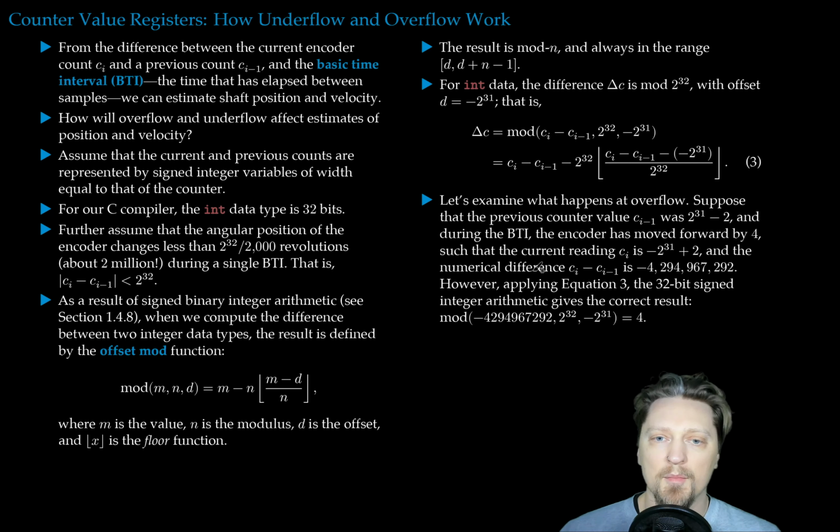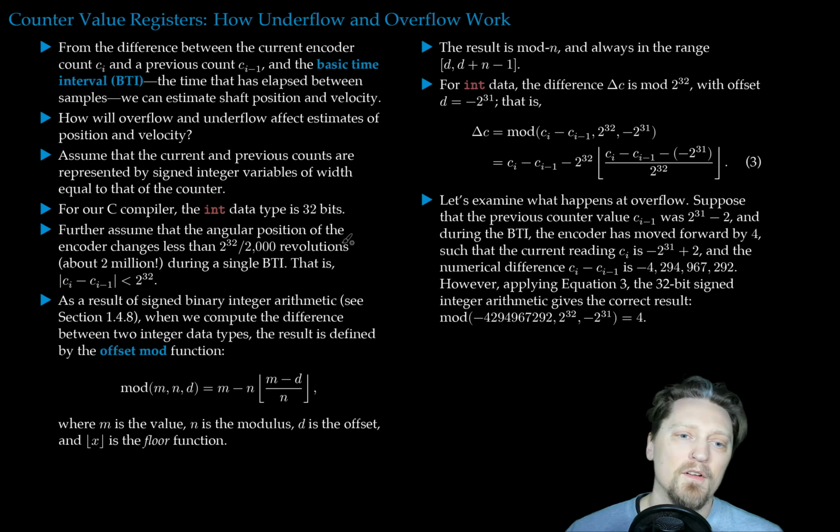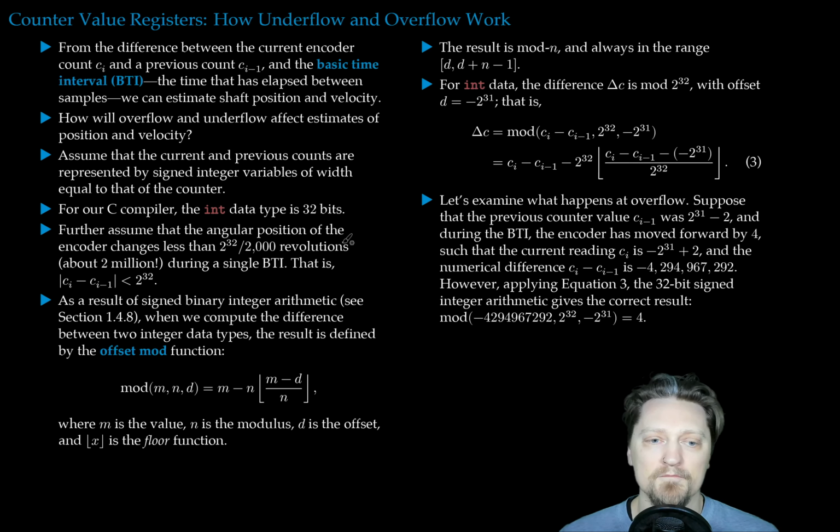Assume that the current and previous counts are represented by signed integer variables of width equal to that of the counter. For our C compiler, the int data type is 32 bits. Furthermore, assume that the angular position of the encoder changes less than 2 to the 32 over 2,000 revolutions, which is about 2 million, during a single BTI. That is, that the count is less than 2 to the 32. The difference is less than 2 to the 32.